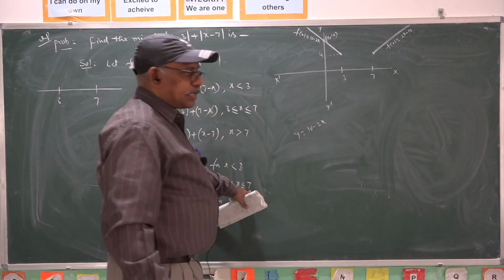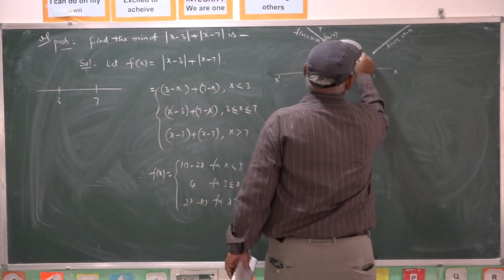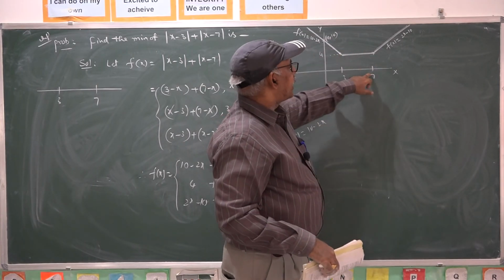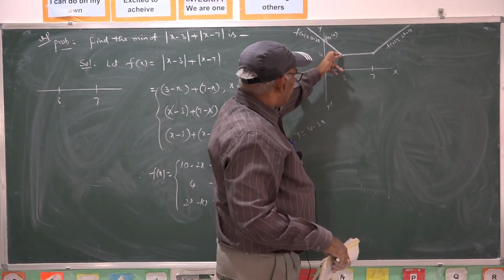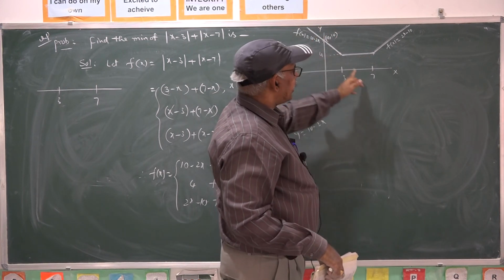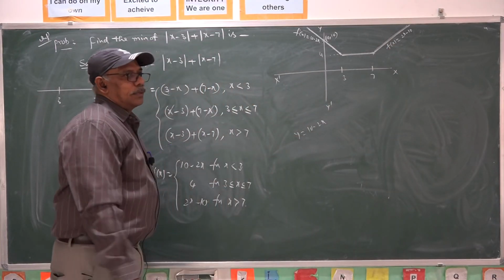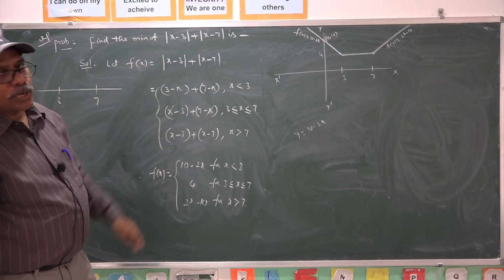Whereas once x lies between 3 and 7, it is constant 4. So it is only constant like this. At x equal to 3, it takes 4. At x equal to 7, it takes 4. For less than 3, it is a straight line given by 10 minus 2x. For more than 7, it is given by a straight line 2x minus 10. So that is the graph of this function, mod x minus 3 plus mod x minus 7.